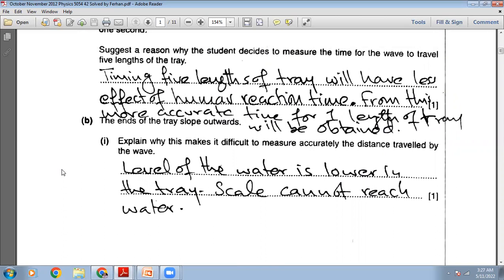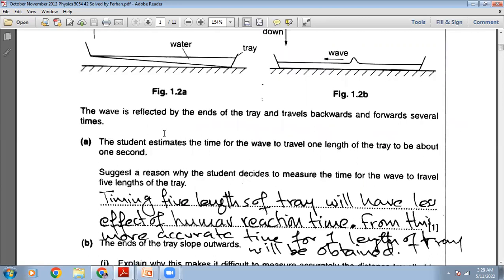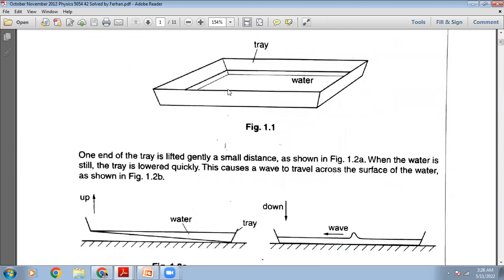The level of the water is lower in the tray and the scale cannot reach the water. As you go into the tray, the distance between the edges is decreasing because they are bending outward. So let me show you what I am talking about. You see these edges, they are bending outward.